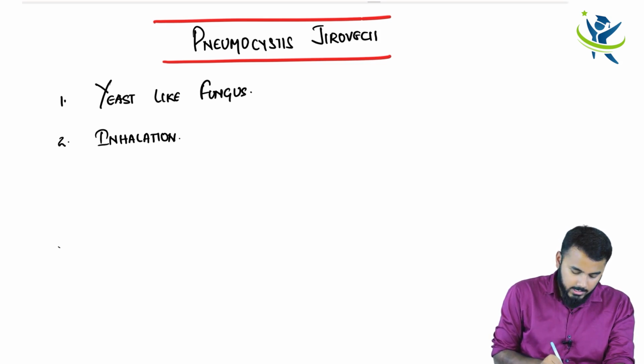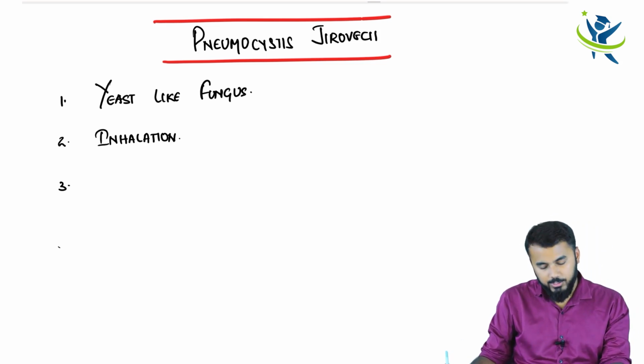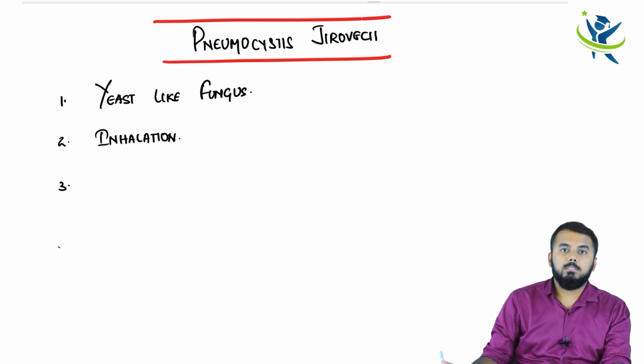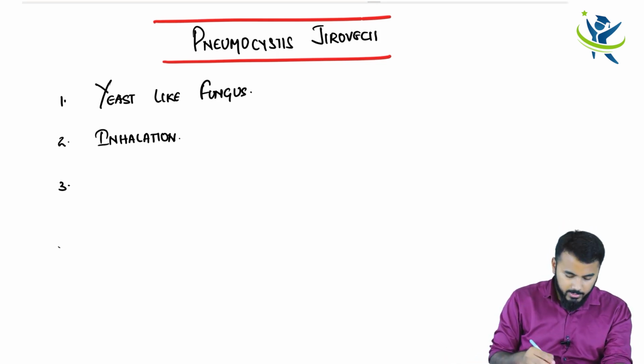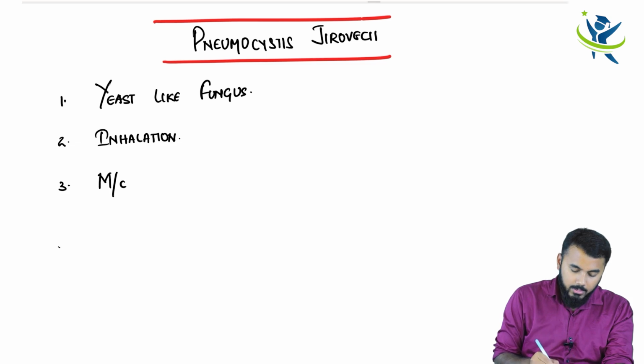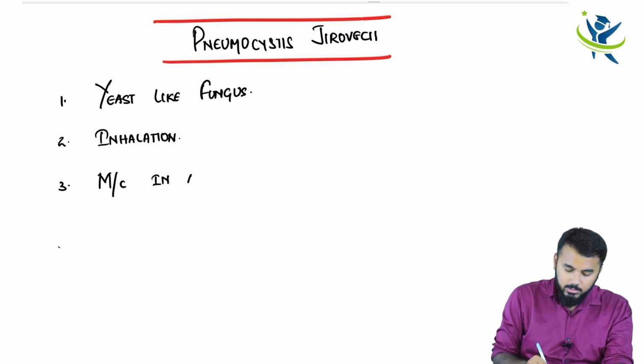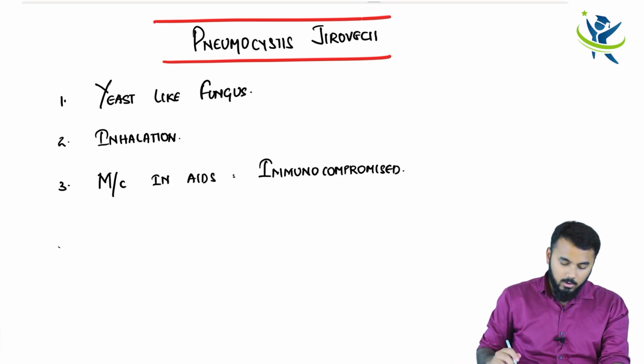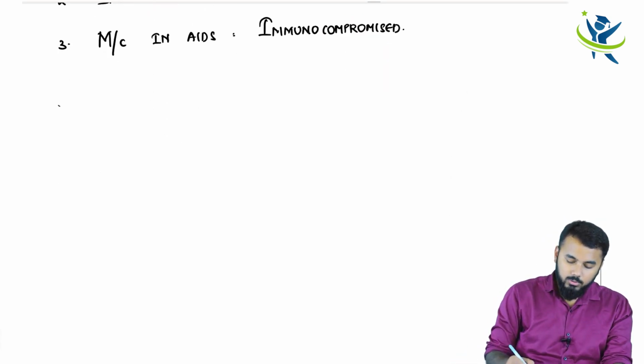Now, directly speaking about in which group of patients do you see these infections most commonly? These infections are most commonly seen in patients with AIDS. Why? Because patients with AIDS are immunocompromised, right?